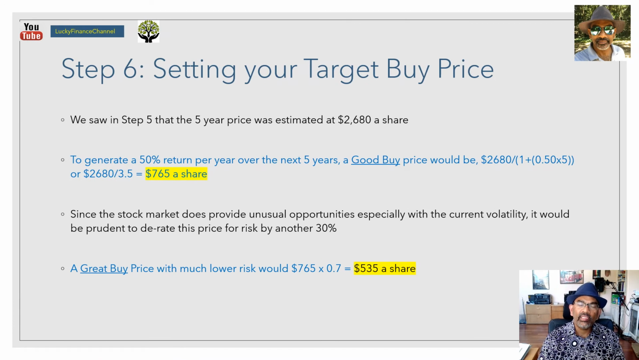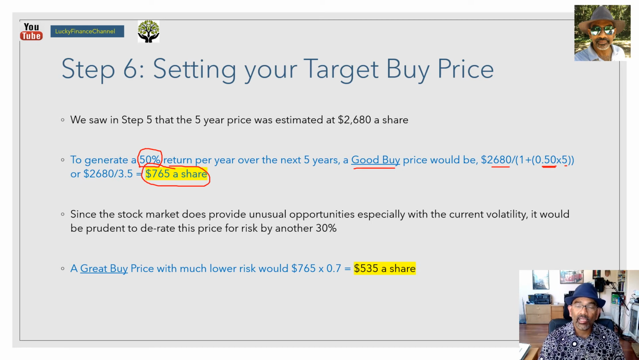So what should be your target buy price for Tesla? Now, if you wanted to generate, let's say, a 50% return based on the risk of Tesla stock, then a really good price would be the 5-year target divided by 1 plus the 50% return multiplied by 5 years, which would give you a price of about $765 a share.